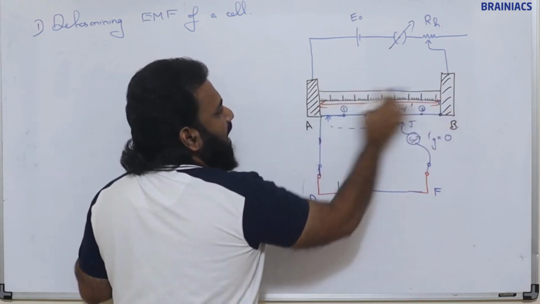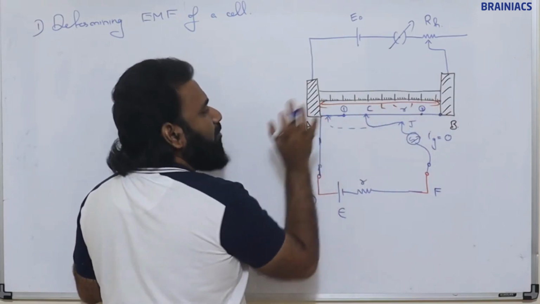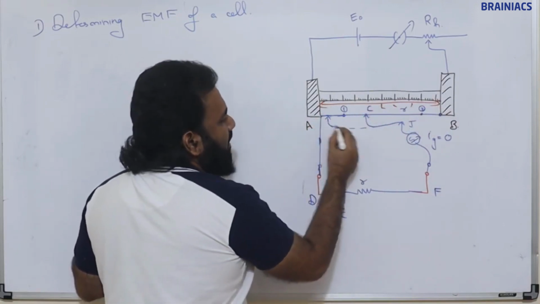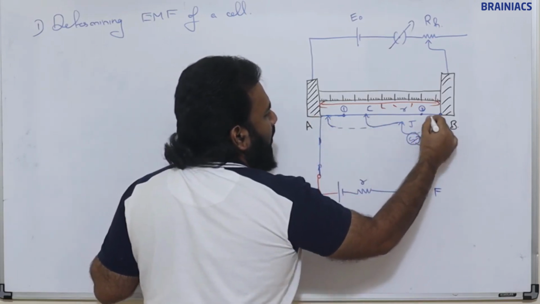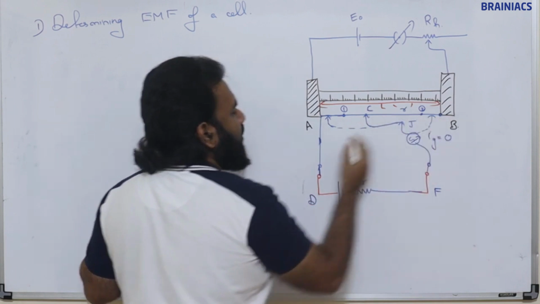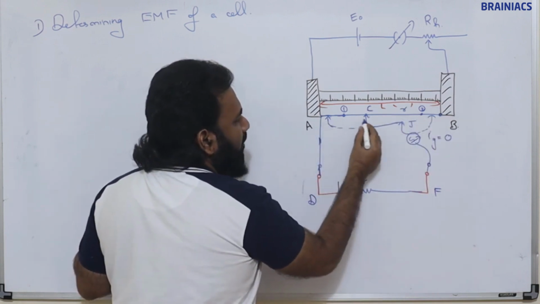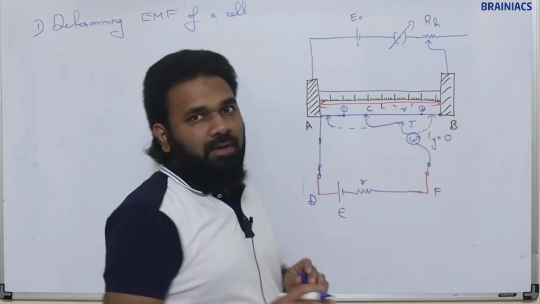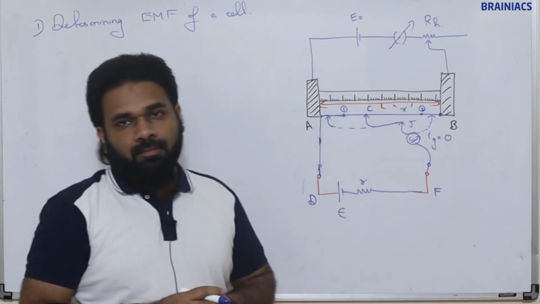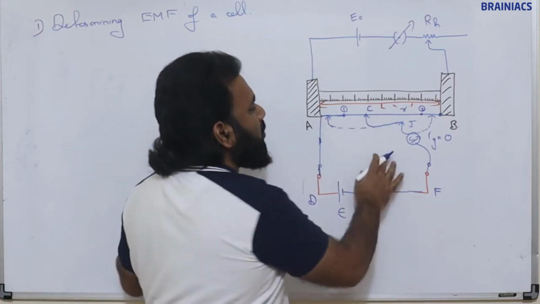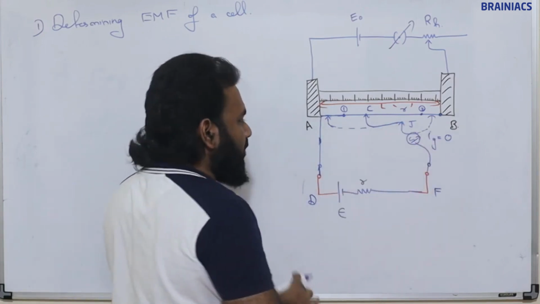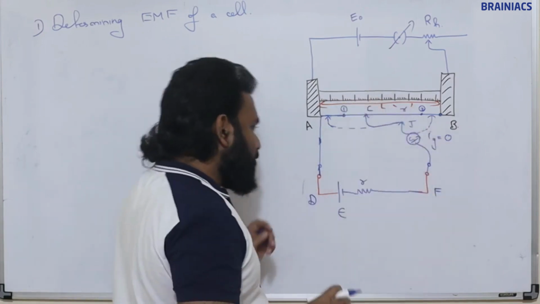This scale is there. Using the scale we can measure this length. So just as usual, we will start from here and we can go up to this. While moving this, at one point the galvanometer will show 0 deflection. So there we will stop. The galvanometer shows 0 deflection, Ig will be 0.